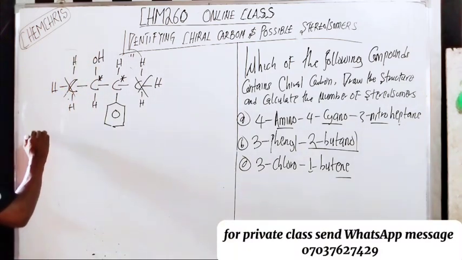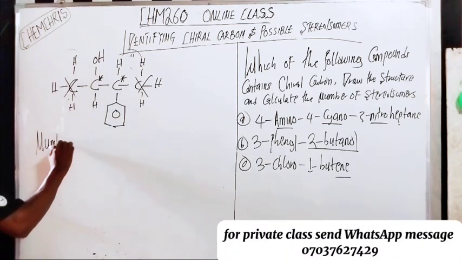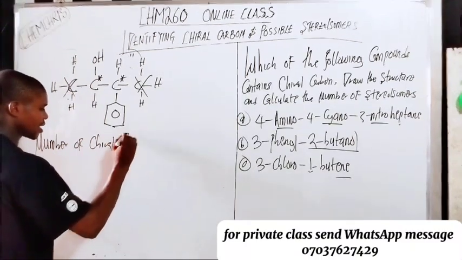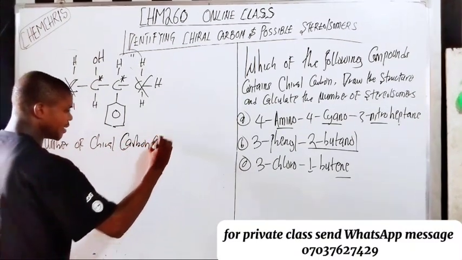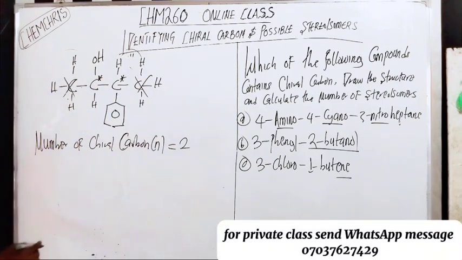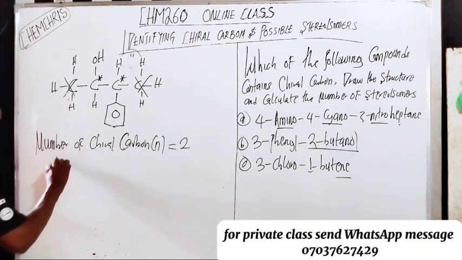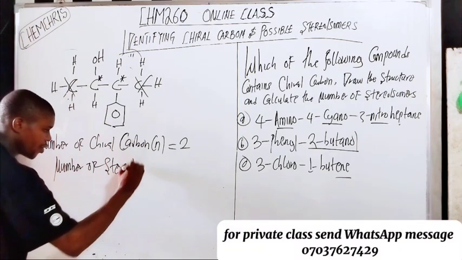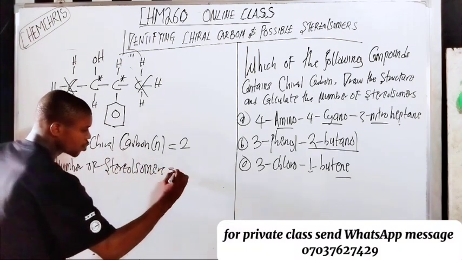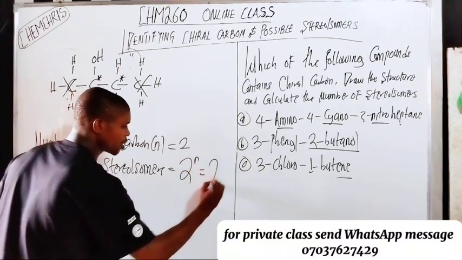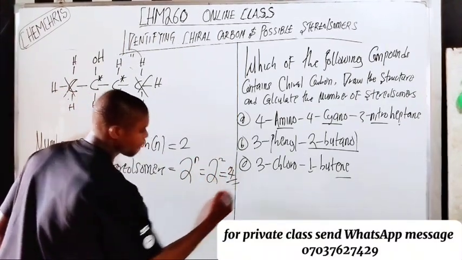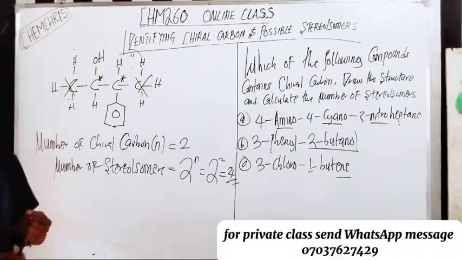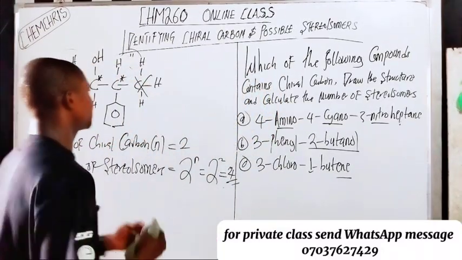So the number of chiral carbons, N, equals 2. The number of possible stereoisomers equals 2 raised to N, which is 2 raised to 2, which is 4. Can you see that? So the next one to look at is C. Look at the C part of this question here.